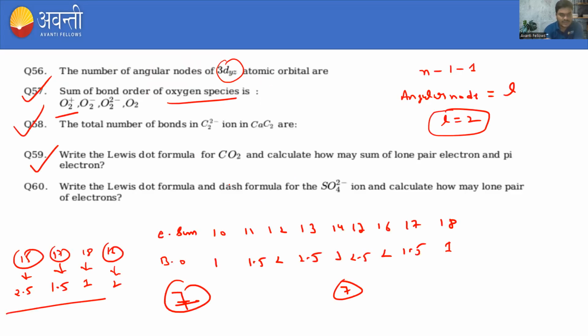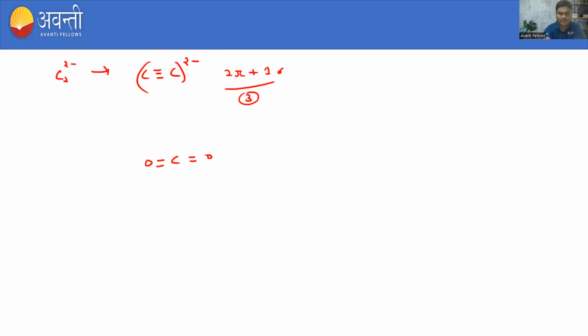Right. So in this question, they're asking to write the Lewis dot formula of CO2 and calculate the sum of lone pair electrons and pi electrons. So you have the lone pair electrons and the pi electrons. So we have 2, 4, 6, 8. Right. So total number of electrons we have. Let me calculate the value again.